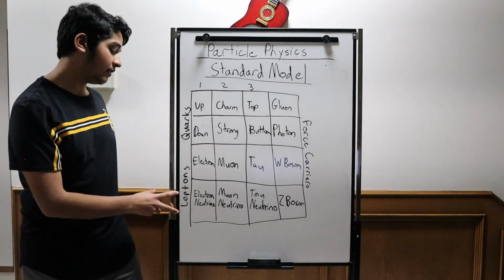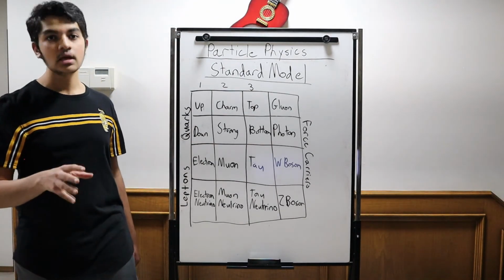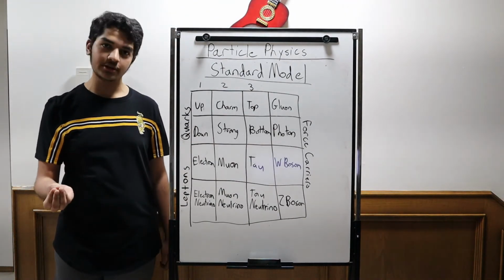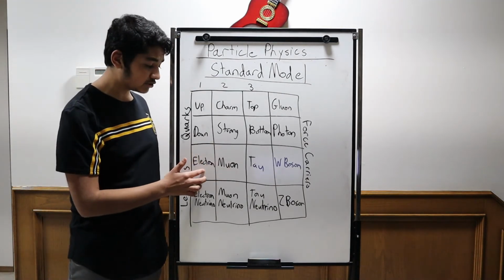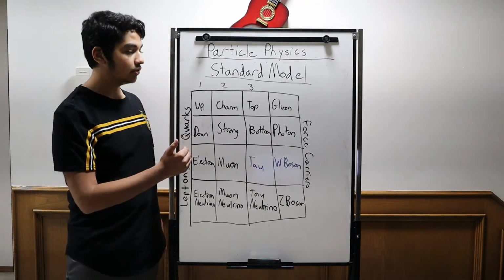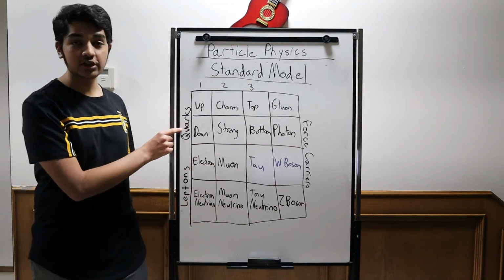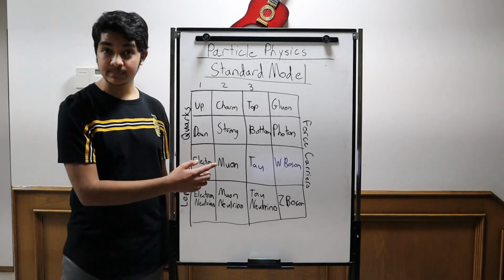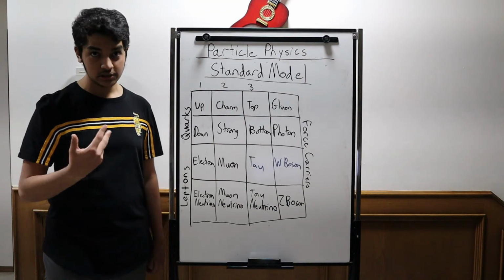Now down here we have leptons, which do not interact via the strong nuclear force, so they're not held together by gluons or anything like that. And so here we see the electron, the muon, and the tau. These three generations of particles also have partners, similar to the quarks, which are their respective neutrino versions. And that just means they have an opposite charge to them.